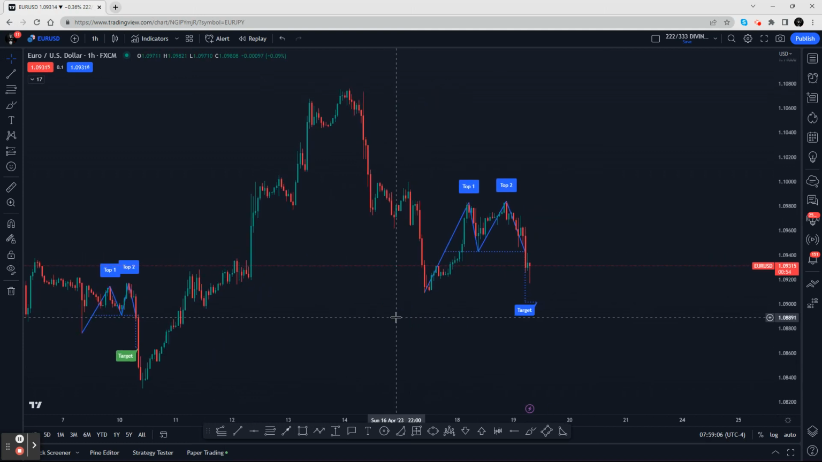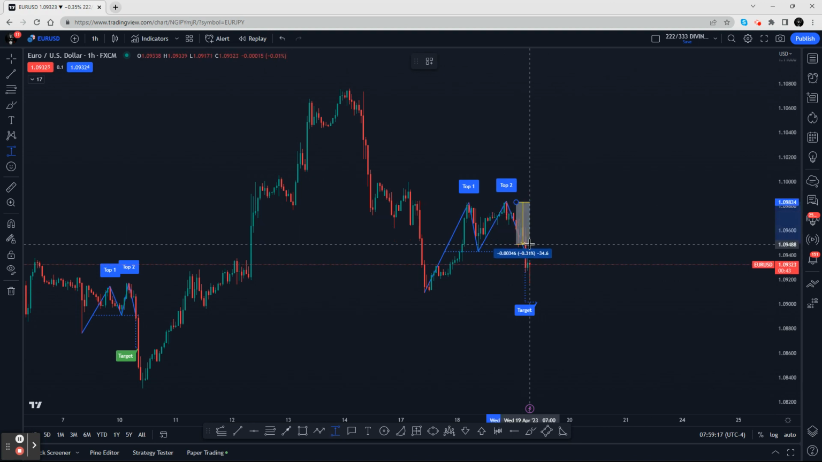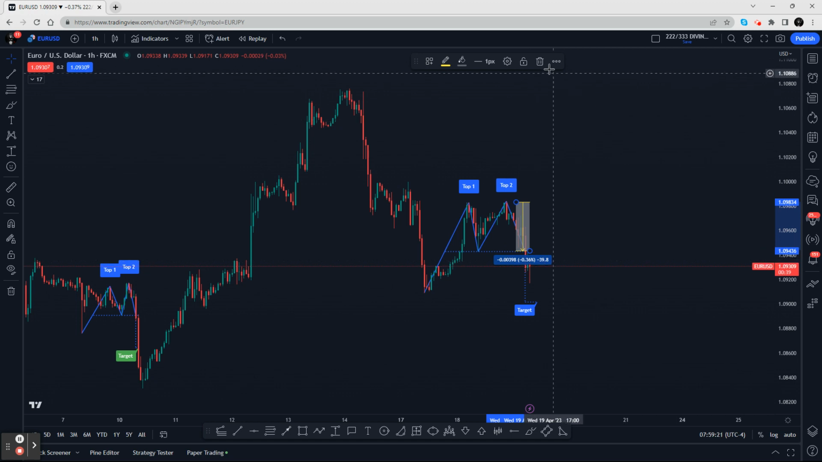All right, guys. So we're on the Euro USD. I'm on a 1 hour chart. We have a double bottom, I'm sorry, a double top that played out. So this was pretty good. We were able to get down to around 39 to 40 pips.